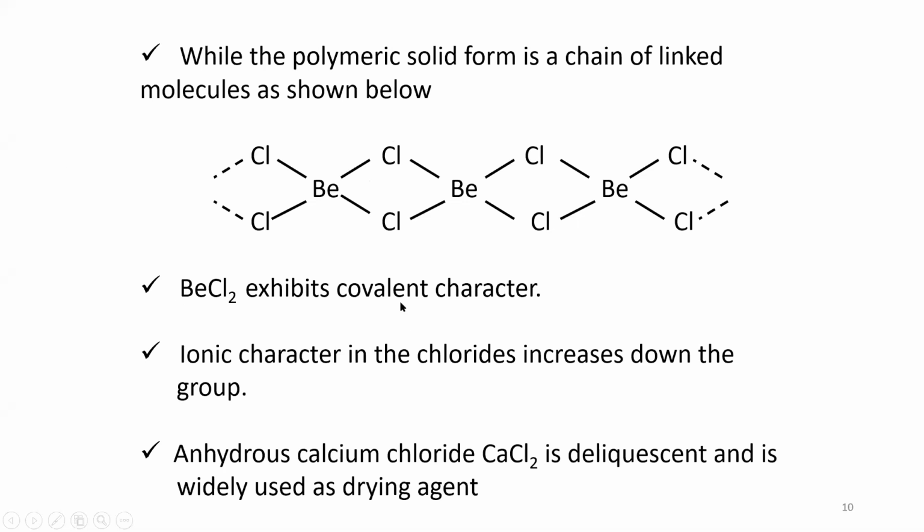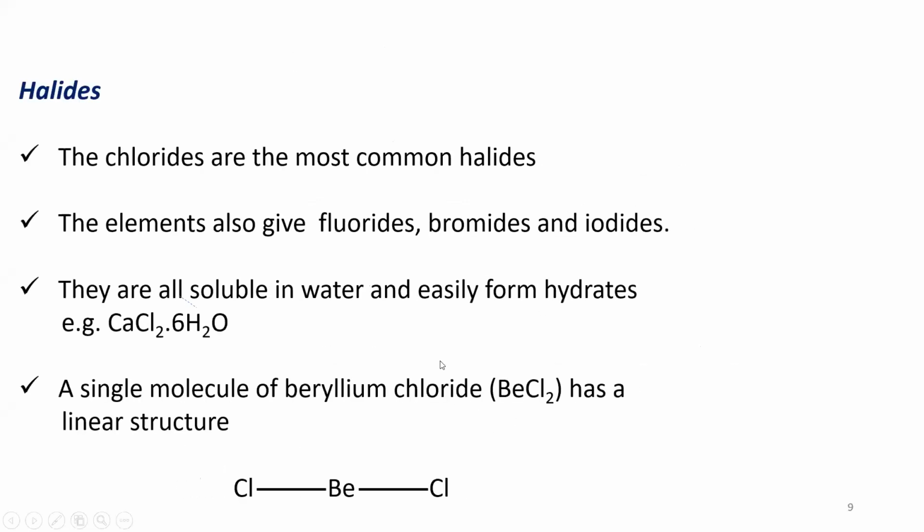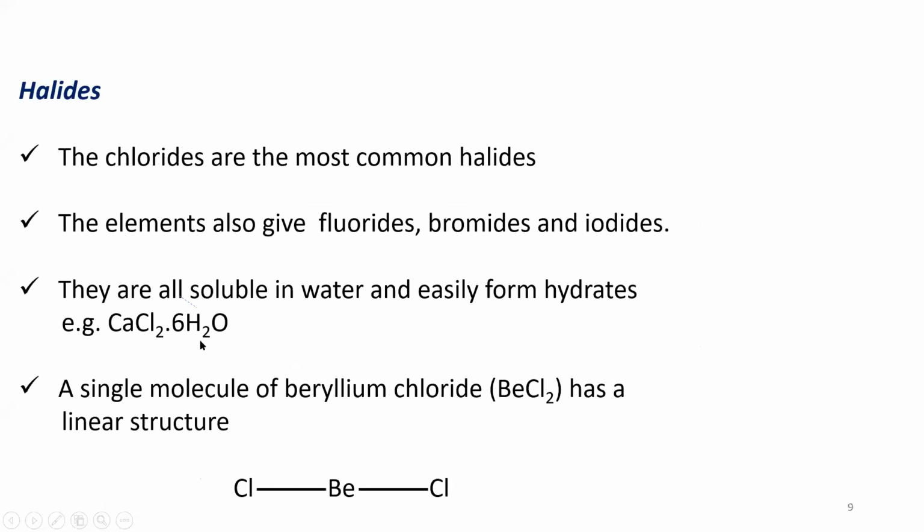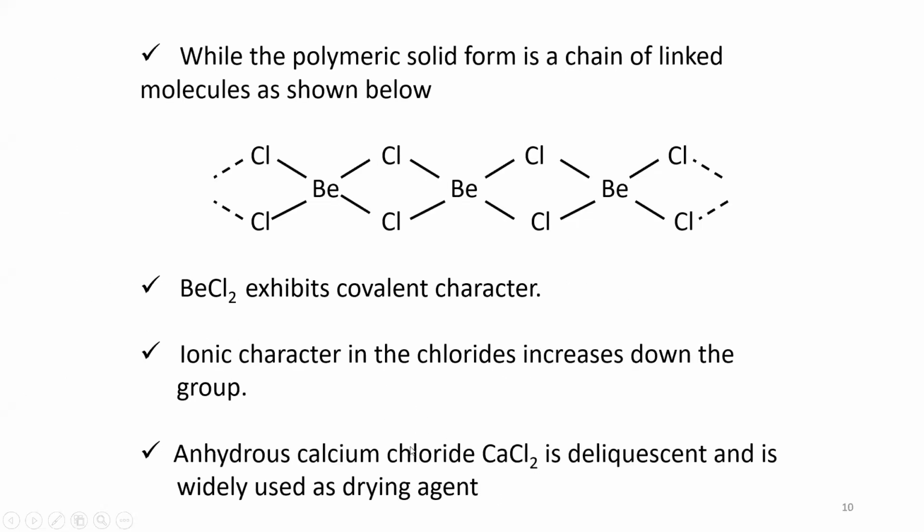Now, the ionic character in the chloride increases down the group. And as I said, they usually form hydrated salts because the anhydrous salts are usually deliquescent. Deliquescent means you can use it as a drying agent. So most times the compounds you usually work with in the lab are hydrated salts. The anhydrous ones are usually deliquescent, like your calcium chloride, and it's used as a drying agent.